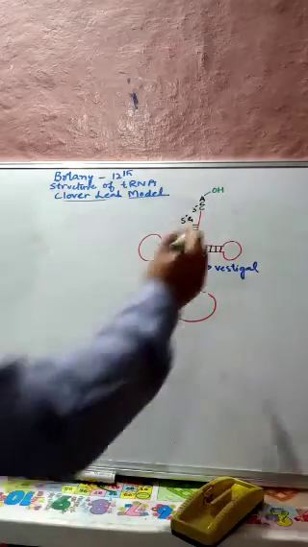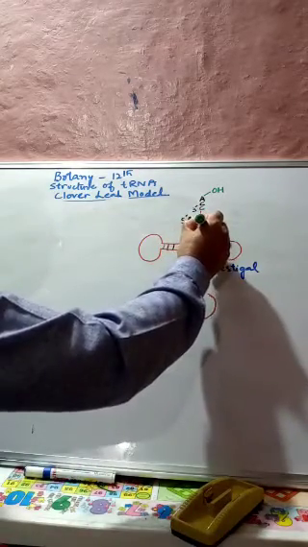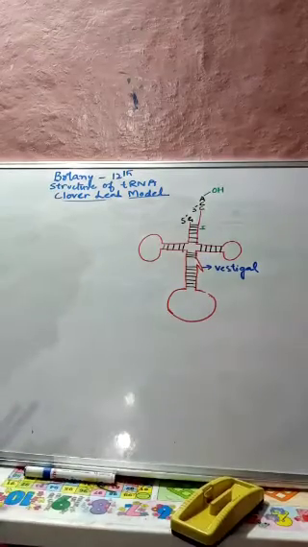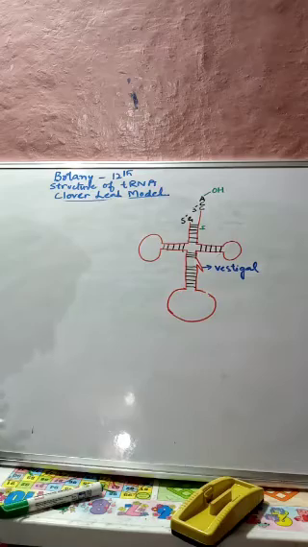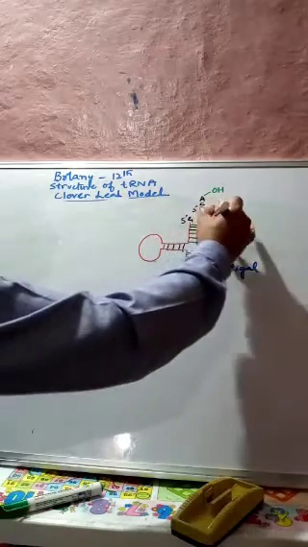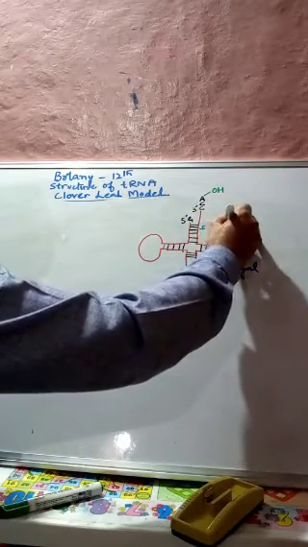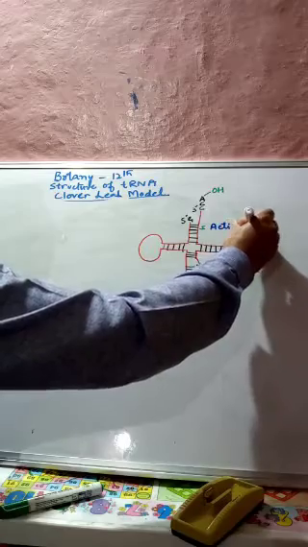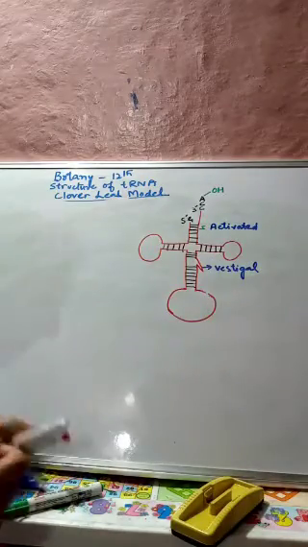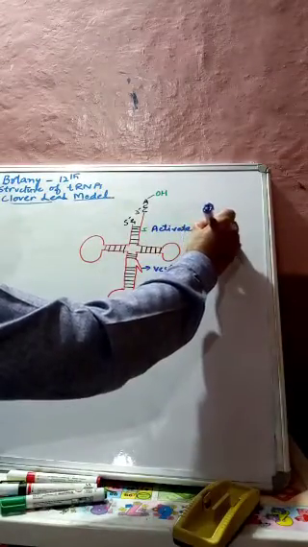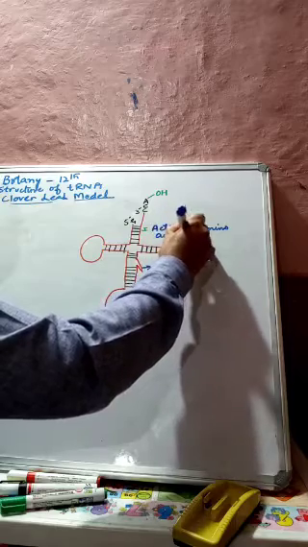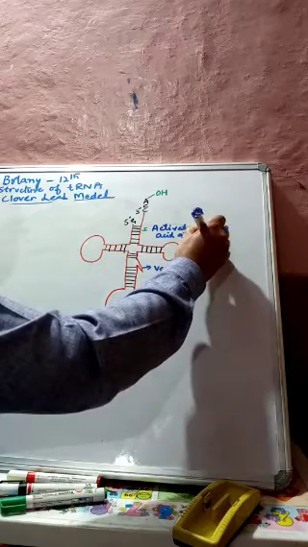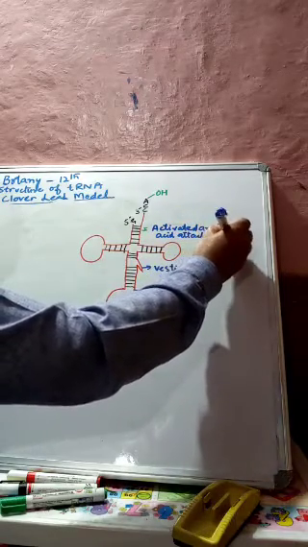Now this is the first arm. This first arm is called the activated amino acid attachment site. Amino acid attachment site.